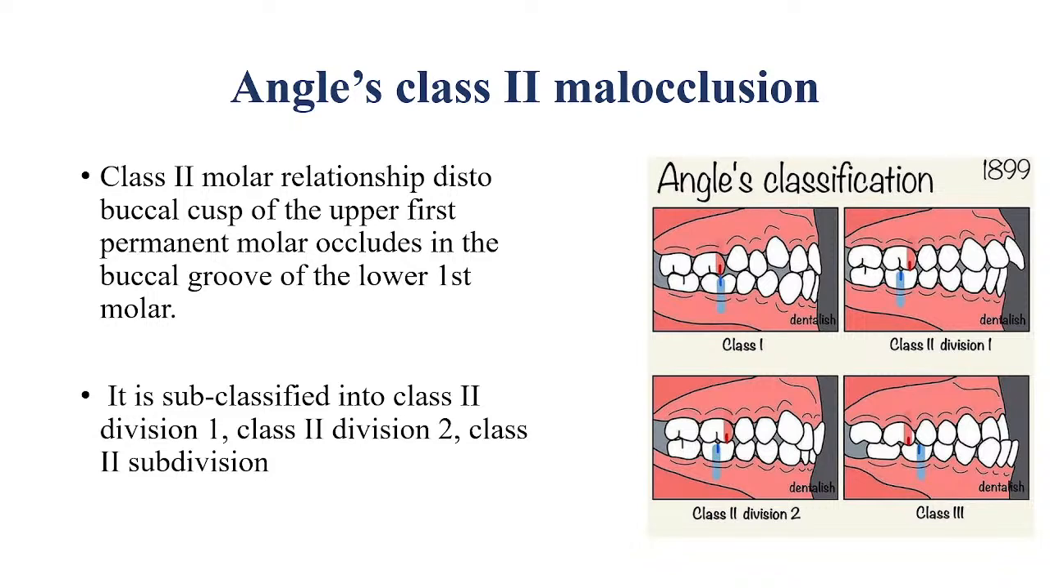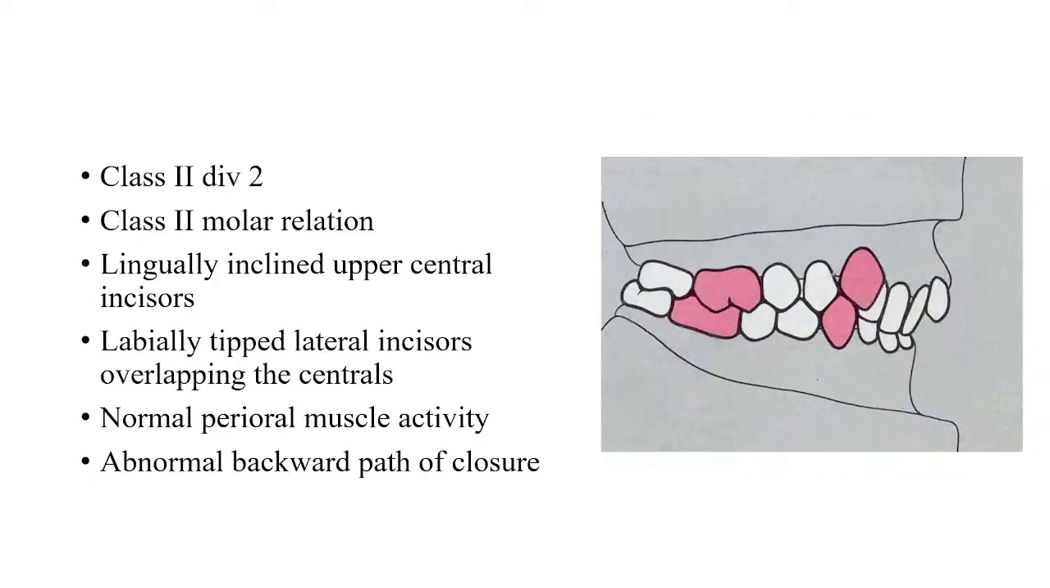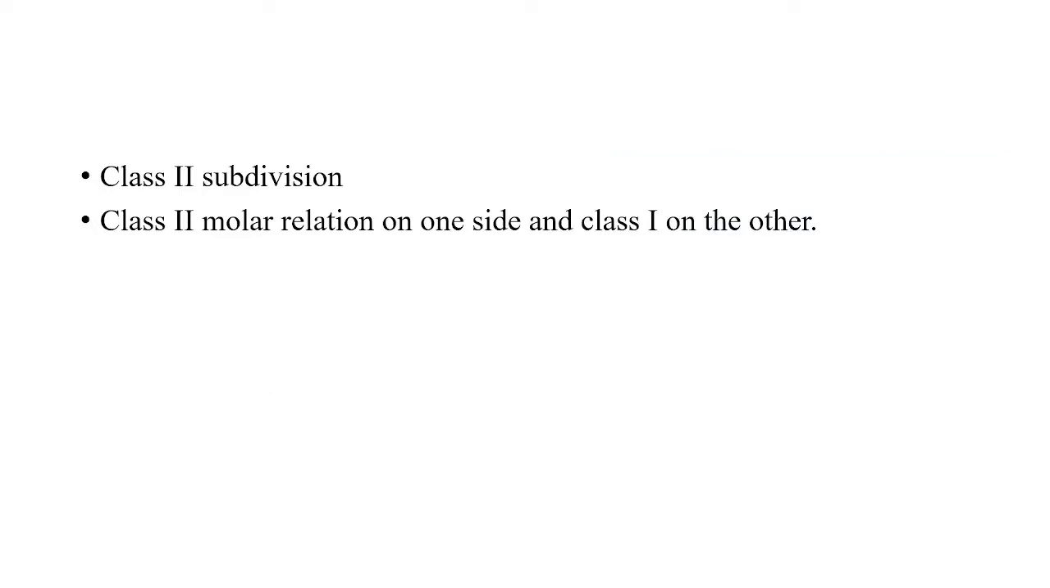And then there are some subdivisions. Everybody has seen Akshay Kumar smiling. You have observed that the upper teeth are more tipped back. Yes, that is a classical feature we can see in a class 2 malocclusion. Class 2 has division 1, in which your upper teeth will be more proclined, and division 2, in which the upper teeth are more retroclined, more lingually inclined. And then there can be a subdivision in which on one side you have class 2 and on the other side you have class 1 molar relation, in any type of malocclusion.